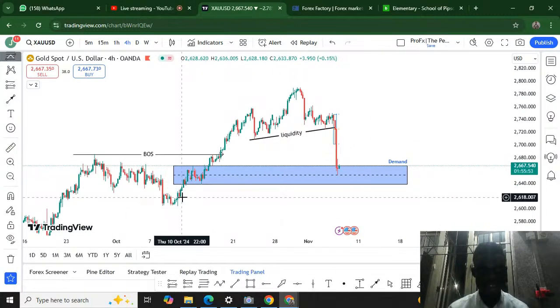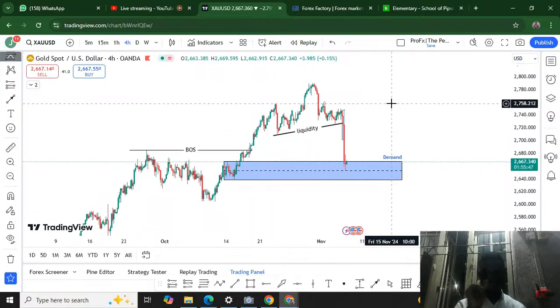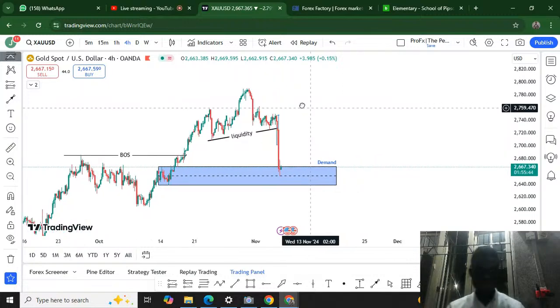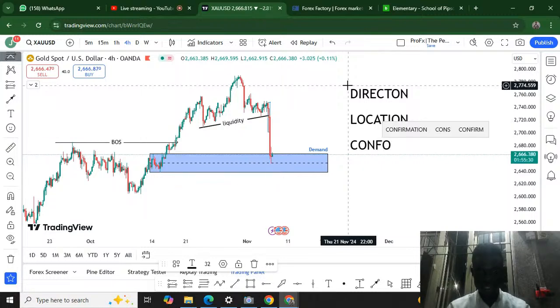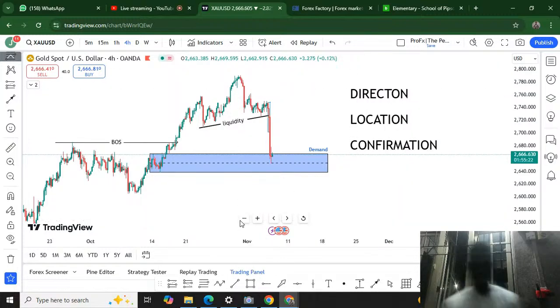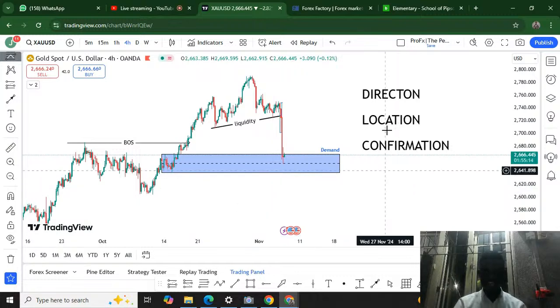So this is what we currently have on gold as a structure for direction. We are back to our direction, location, and confirmation. Like I said, I'm applying what we have been theoretically saying. So the first question is, what is the direction?